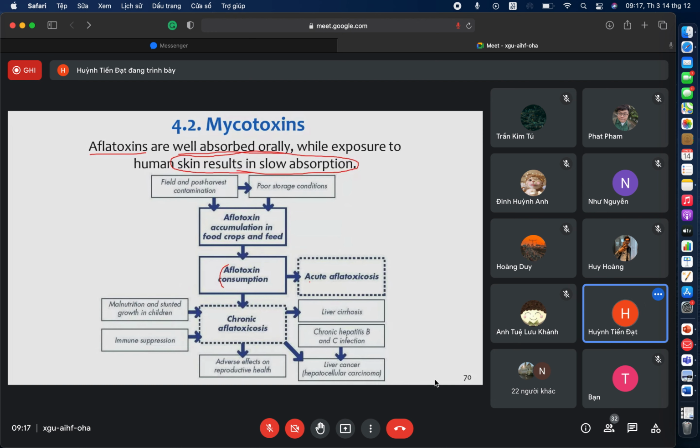If the amount is too much, it leads to acute aflatoxicosis, but this is not common. Mainly, we consume a moderate amount that goes inside the body. It can cause mainly liver cirrhosis and, in combination with chronic hepatitis B and C infection, can lead to liver cancer. There is also an effect on reproductive health, teratogenic. This one is carcinogenic, and this one is hepatotoxic. So mainly aflatoxin has two types of effects that cause damage to the liver and then cancer.